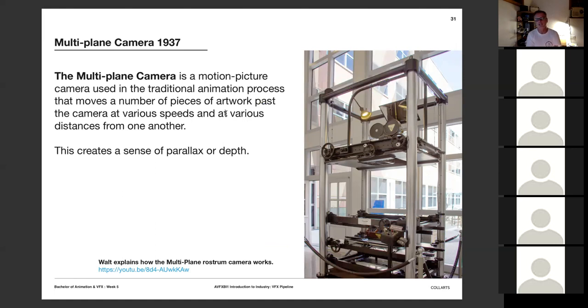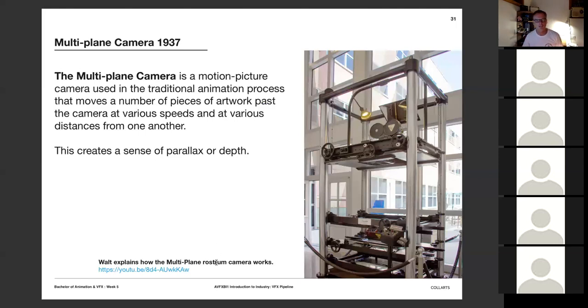Now, Disney did this interesting thing where they made these multiple planes so that the artwork was essentially on clear cell, and you could see the artwork below, and they could pull focus and slide bits of artwork between. So it just gave this really surreal idea of 2D, 3D. Really interesting piece of technology, really important.